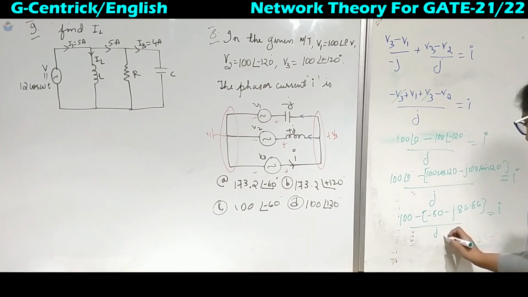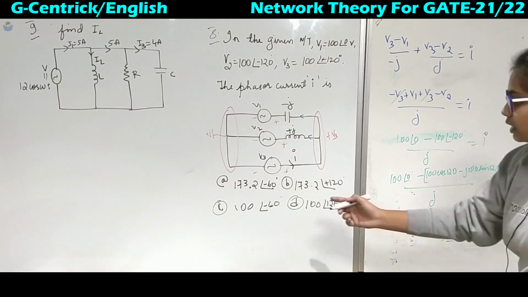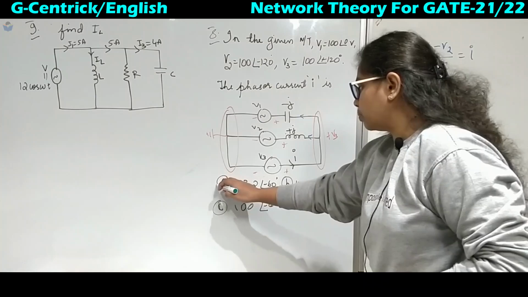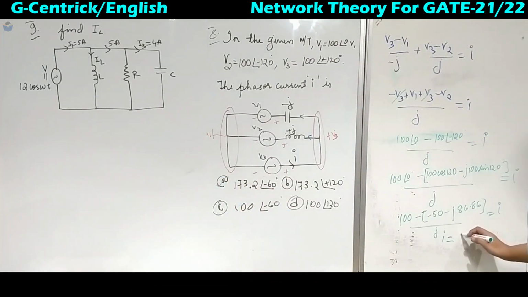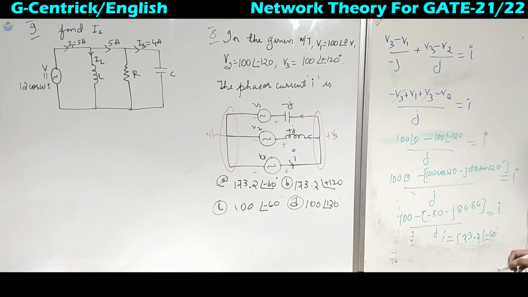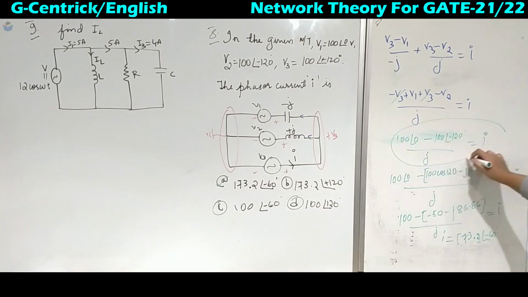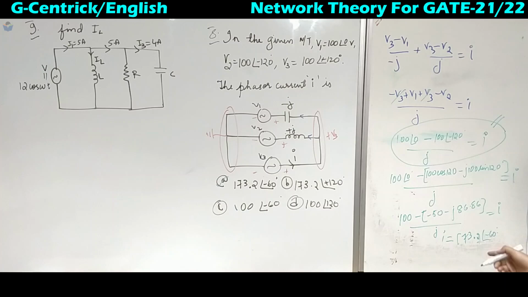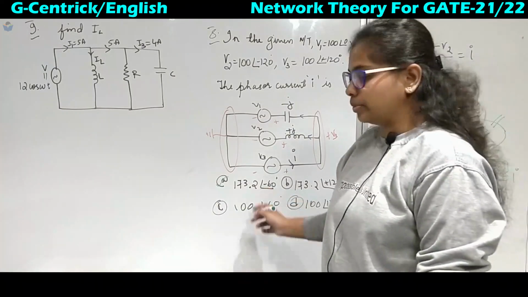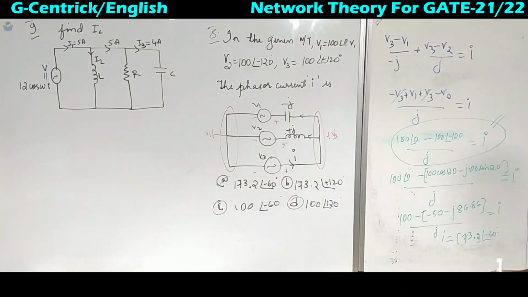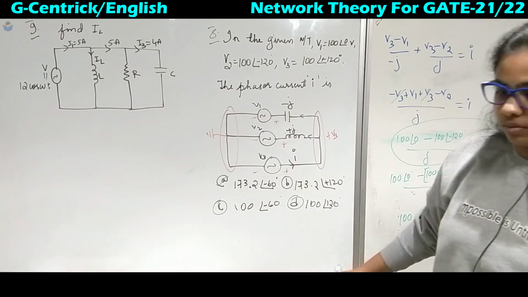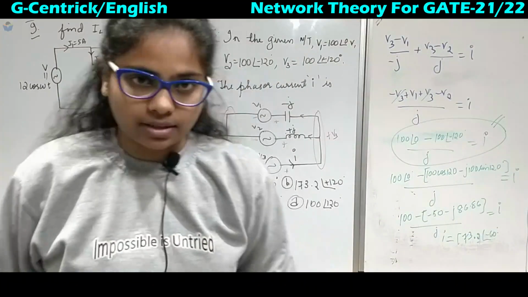So when you solve this one, take the magnitude of this, and I you will get as 173 angle minus 60 degrees. The virtual calculator will have the values there, so you can directly put it. Basically, if the scientific calculator was allowed, here only we would get the answer. So the answer for this one is 173.2 angle minus 60 degrees. You can check it once with your virtual calculator also.